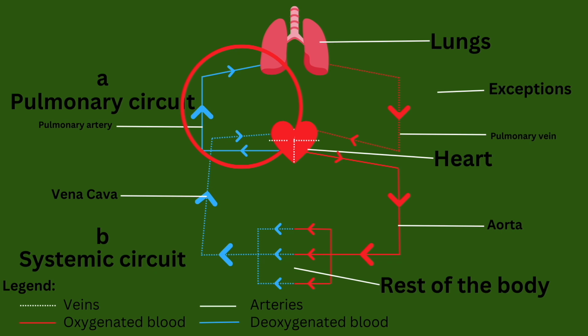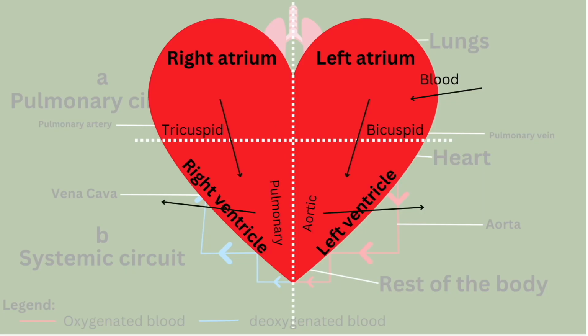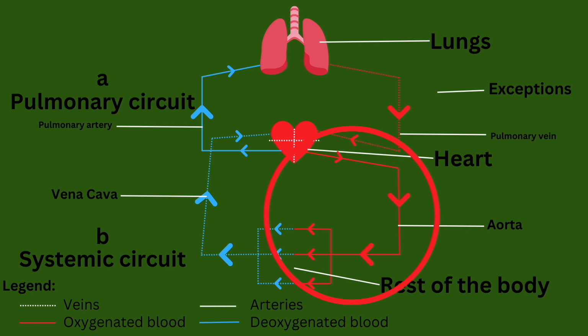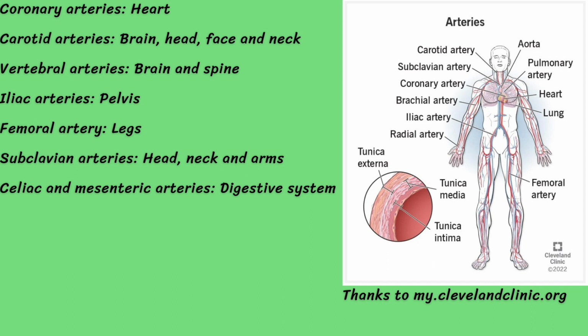In the lungs, the blood then gets a Starbucks refill of oxygen. The pulmonary veins then carry the oxygenated blood from the lungs back to the heart, and specifically the left atrium. The left atrium sends the blood to the left ventricle, which pumps blood to all parts of the body through the aorta. The aorta branches out into many different types of arteries, as I have stated on the screen.